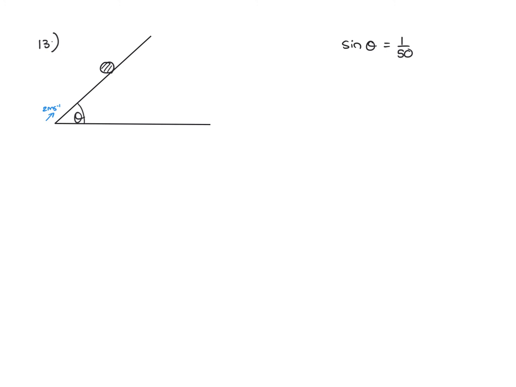So in question 13, a sledge is found to travel with uniform speed down a slope, but then later on the same sledge starts from the bottom of the same slope with a speed of 2 meters per second. So there are two things going on here. Firstly, let's have a look at what's happening when the sledge is travelling with constant speed down the slope.